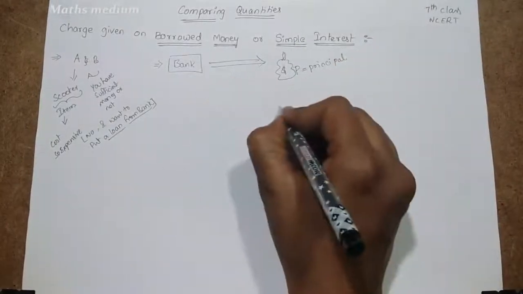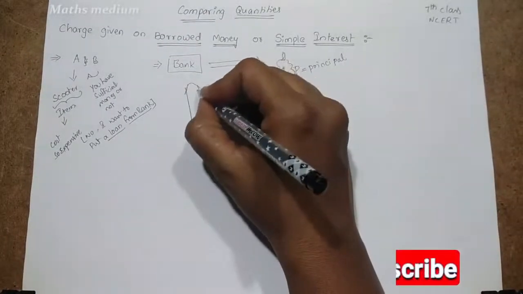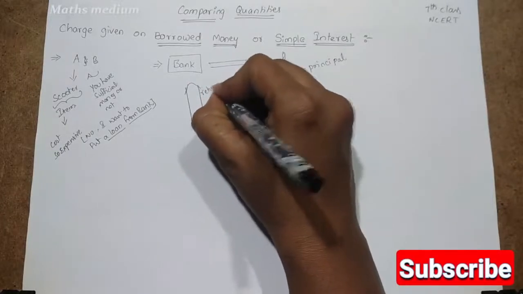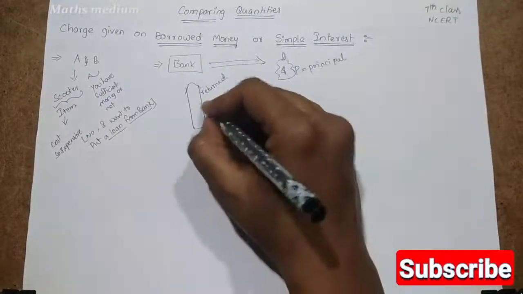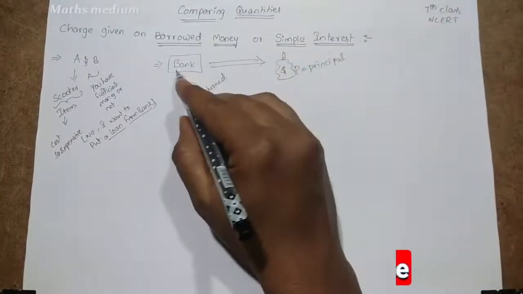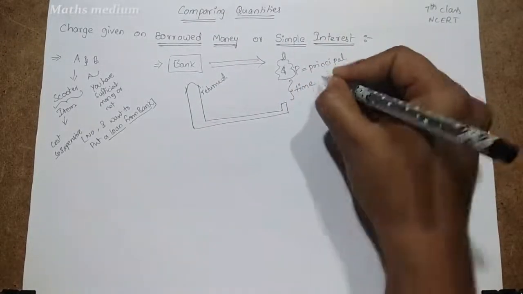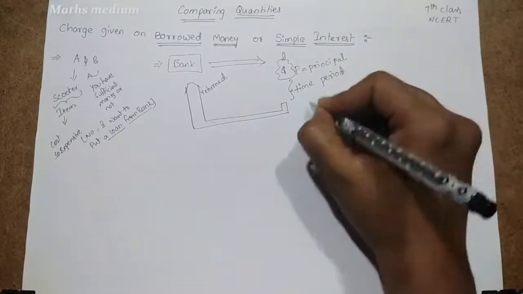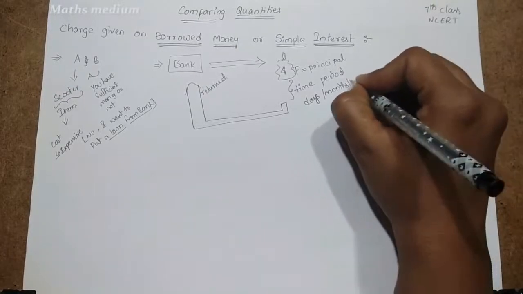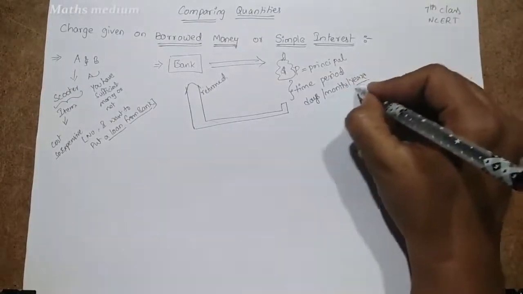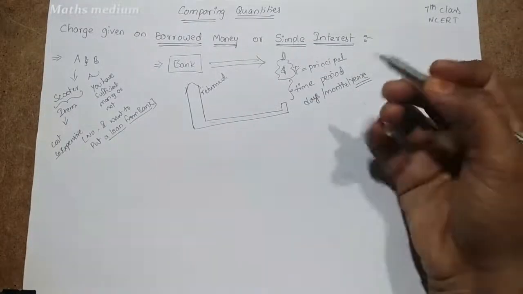Now, after some time, you return this. This is the borrowed money, the principal, right? After some time, you give this back to the bank. But in between these two, we have some time period. It may be days or months or years. Usually we use years, but I am going to tell you about it in detail.